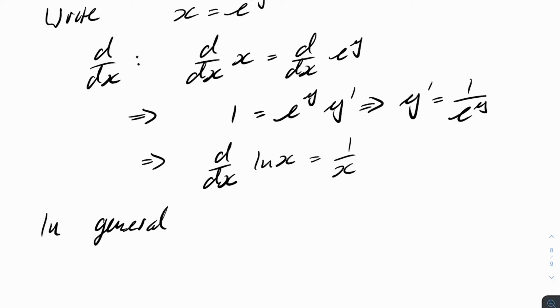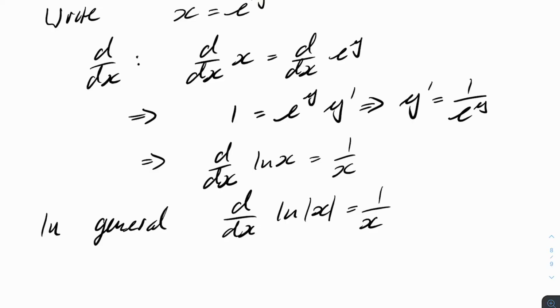In general, it's worth noting that the derivative of log of the absolute value of x is equal to 1 over x, whether x is positive or negative. This is a really useful result we'll come back to when we look at integration. For now though, you could have a go at proving it.